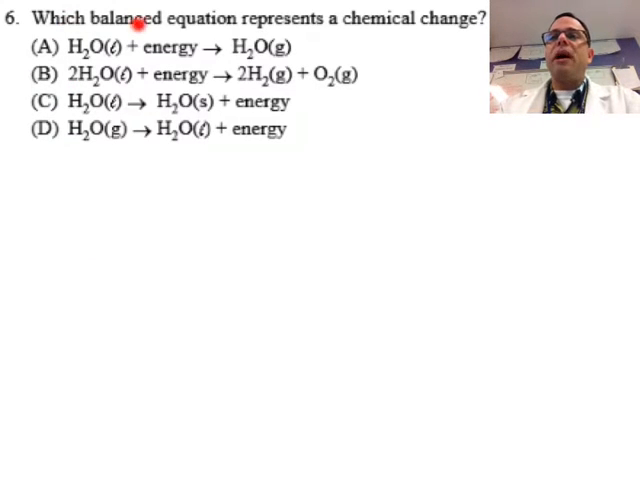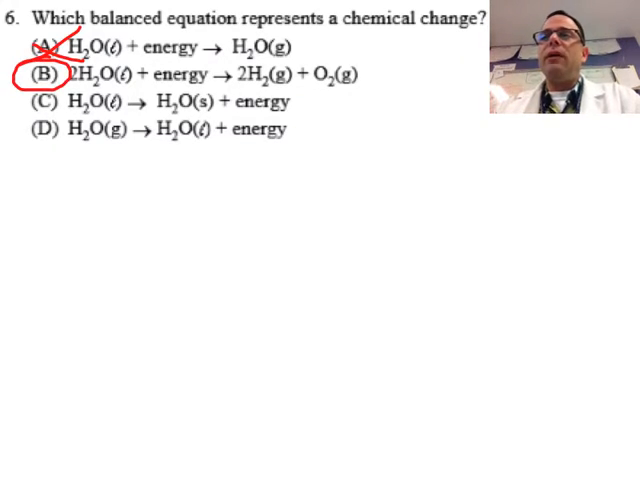Number 6. Which balanced equation represents a chemical change? Now, this is an oldie but goodie type of question. It's back to our first unit, actually our second. So we are looking for a chemical change. Here we have water as a liquid combining with energy, becoming a gas. That's physical only. Here we have a liquid becoming a gas. Wait, but that's a gas of hydrogen. It was water. Now, gas of hydrogen and a gas of oxygen. Do we see a change in substances? 100% we do, and that would be a chemical change.